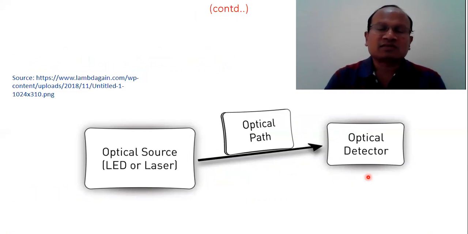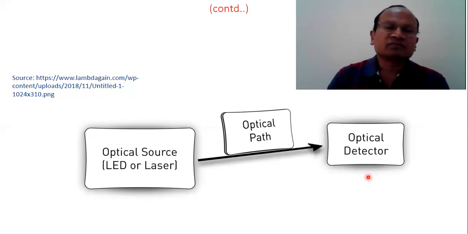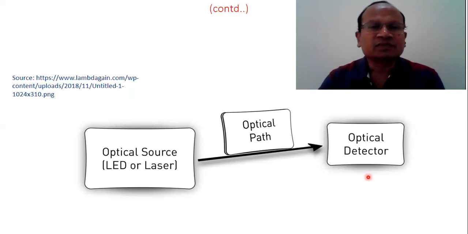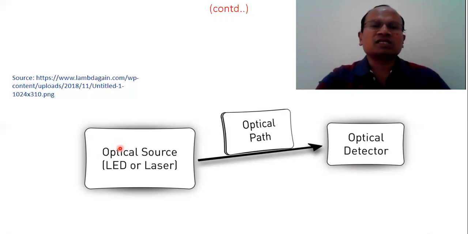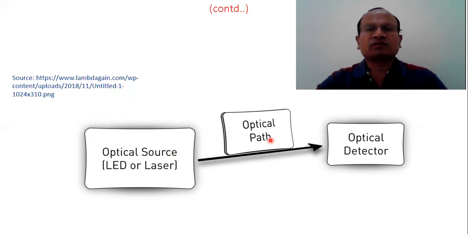So this is a diagram that includes both optical sources and optical detectors. In any optical communication system, there will be an optical source, either an LED or a laser, popularly used as optical sources, light generators. We can also say optical transmitters. The light generated by the optical source is sent through the optical path, which is the fiber optic cable, and then it is received by the optical detector, where the light signal is converted back into an electrical signal.